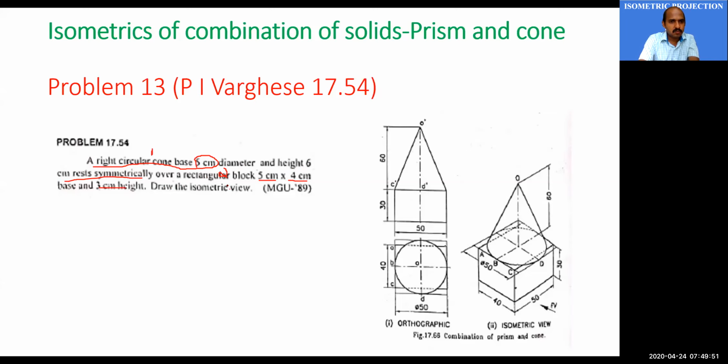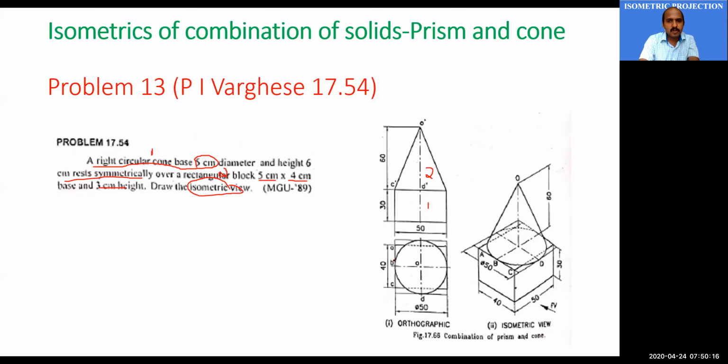Draw the isometric view. So here we have two solids. The first solid is a rectangular block, and the second is a cone. So initially you draw the front view and the top view of the combination of the solid.